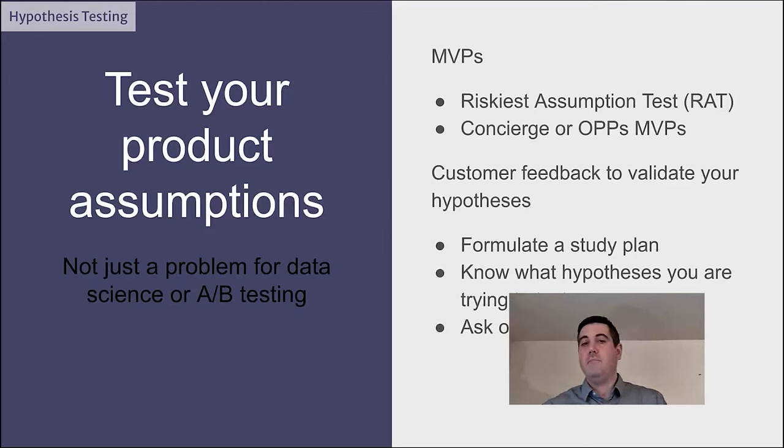One way PMs do this hypothesis testing is we come up with really well-scoped MVPs that define a very specific hypothesis that we want to go and validate in the product. Now, the approach to MVP really has to change based on what you want to test. For example, there's an MVP known as the RAT, or the riskiest assumption test. This is a great way to test the thing about the product that I'm not sure is going to work. I go and just test that.